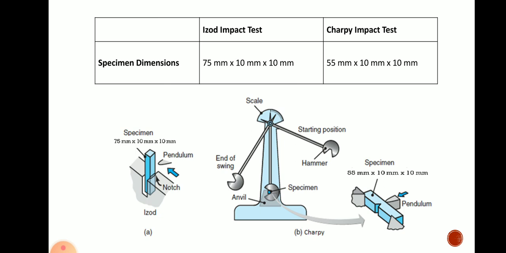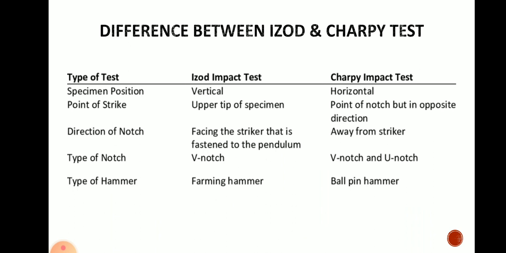And the next difference and last difference is the test specimen. So in case of Izod test, standard test specimen is used with the length 75 mm and cross sectional area 10 mm by 10 mm, whereas in Charpy test you are using the length of the test specimen as 55 mm and cross sectional area 10 mm by 10 mm. So these are some difference points. Again we will revise this difference point.